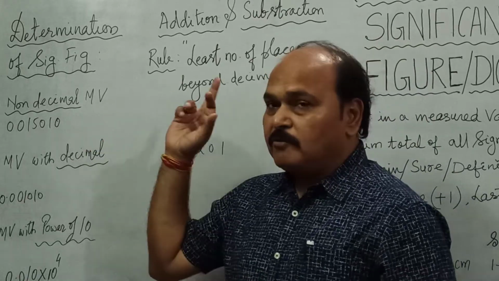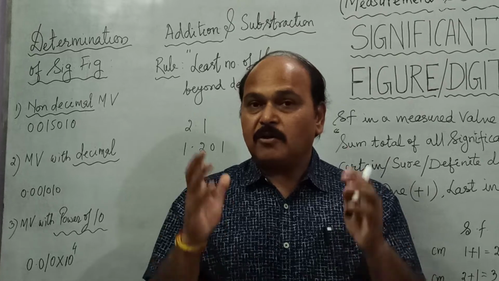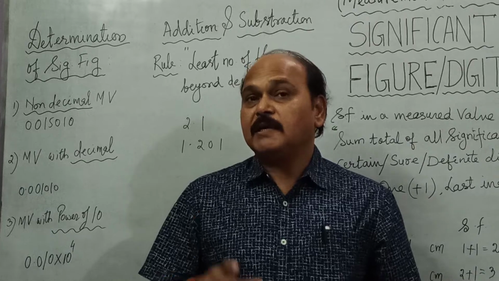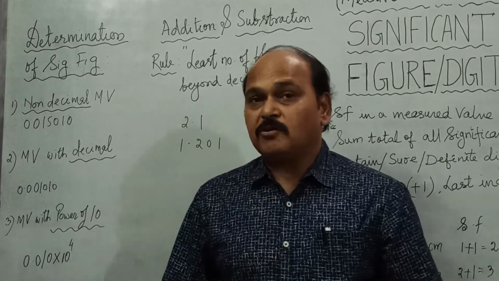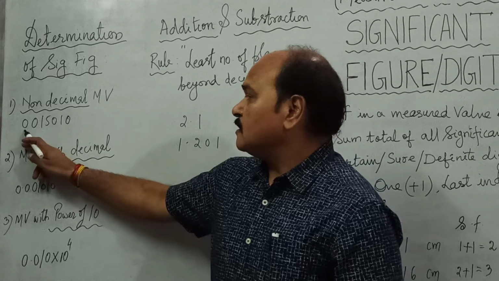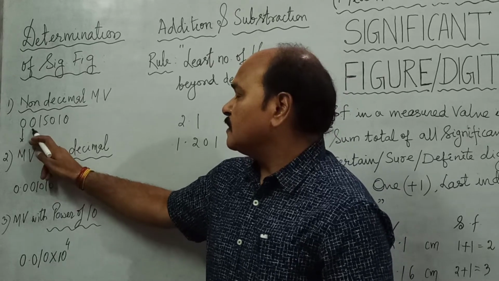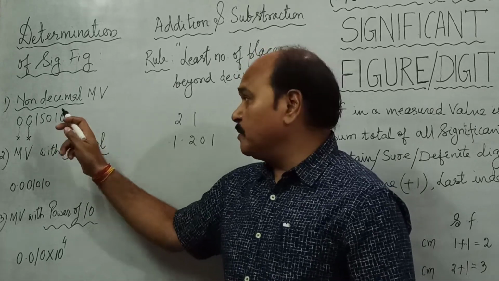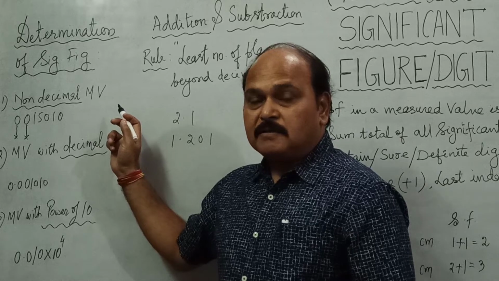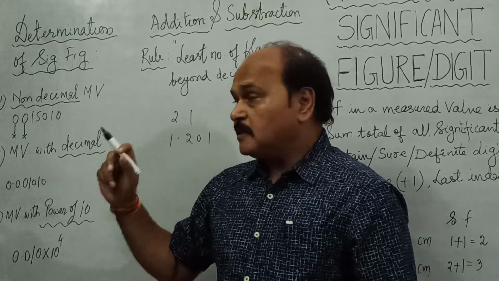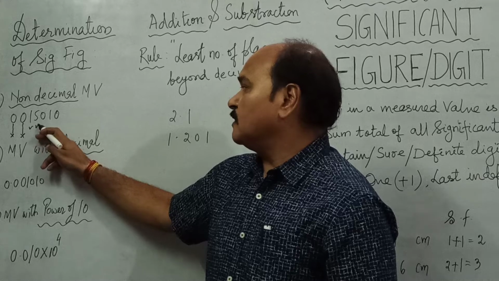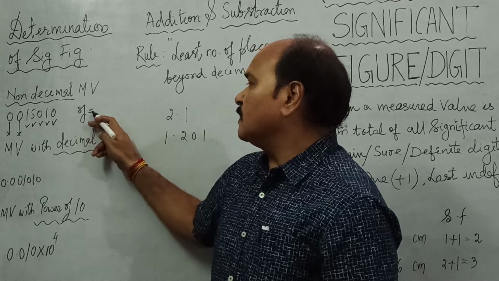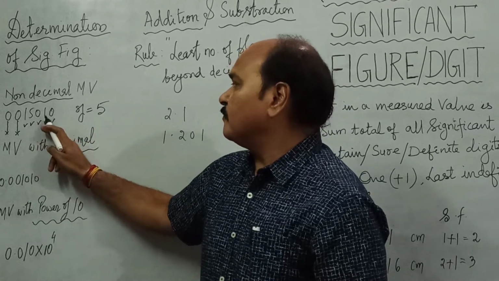See, when the value doesn't involve any decimal, then all the zeros which come before any non-zero digit are insignificant. They are not counted as significant digits. Rest all zeros, whether they come in between or at the end, if they are coming after any non-zero digit, they all are going to be significant. So all these are going to be significant digits. And the significant figure here is going to be 5.